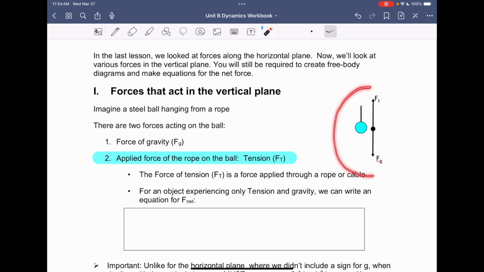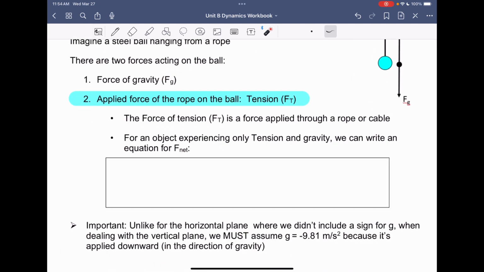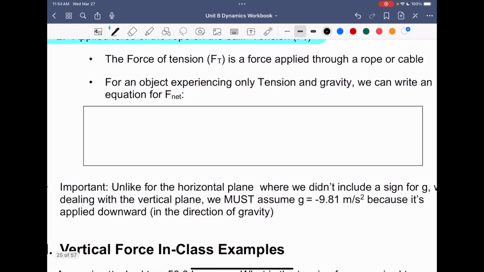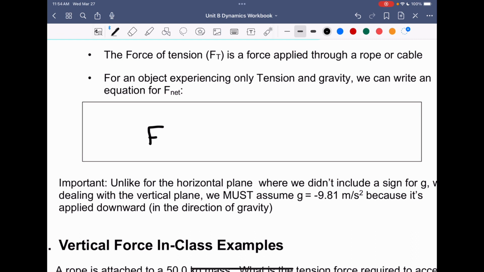Now, if this is the situation for a ball that's being held up by a string with tension, whatever it might be, chain, rope, we're going to say that the net force follows the following formula. So in the box here, what I want you to write is that the Fnet, or the net force, is equal to the tension force, or the upwards force, plus the force due to gravity.